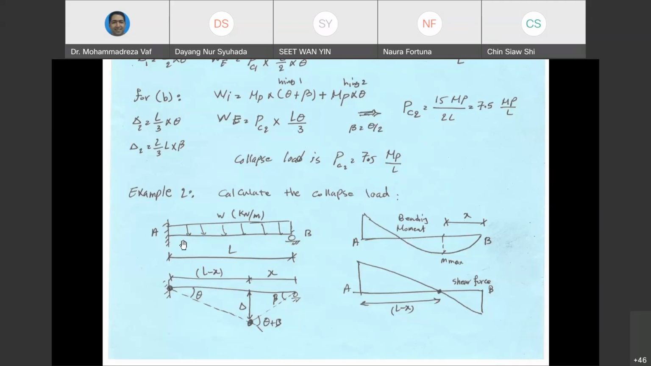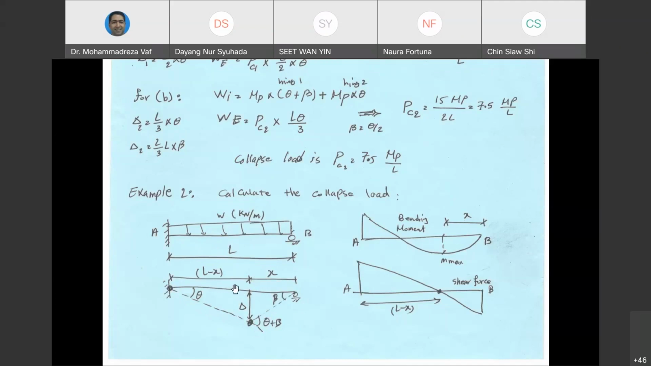So one is going to occur at point A, and another one is going to occur at the location of maximum positive bending moment. However, we don't know exactly where that location is, so we assume it to be a distance of x from the right side. And this is going to be the deflected shape of the beam at the time of collapse. So we have one plastic hinge here, one plastic hinge here.